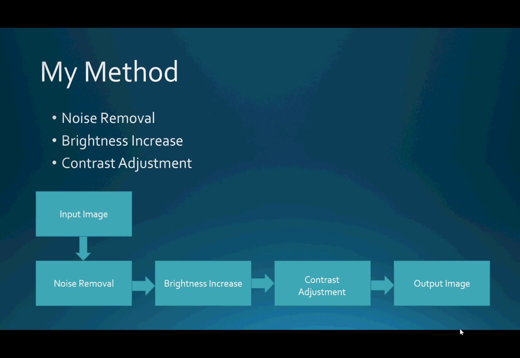My method was, first things first, after you got the input image, to apply a noise removal filter across the whole image. Then, once the noise removal filter had been applied, increase the brightness of the image. Then, on the increased brightness image, adjust the contrast, and then output the final image.